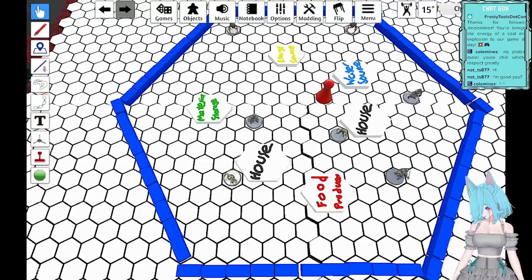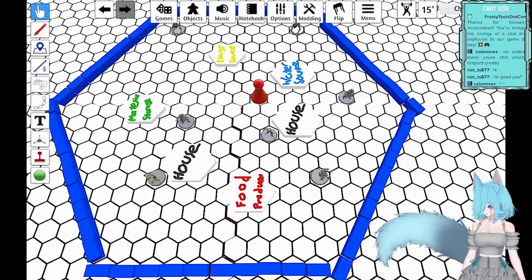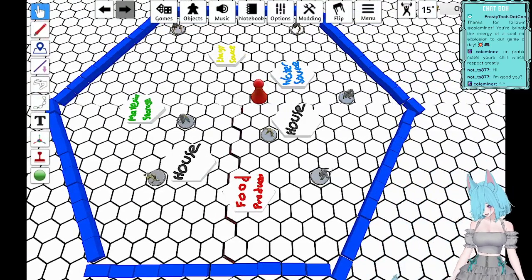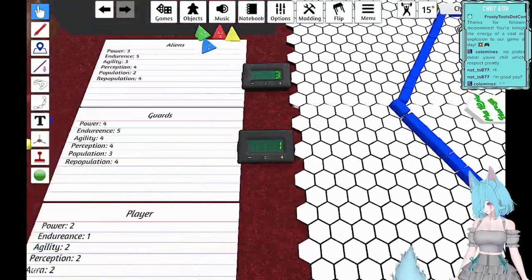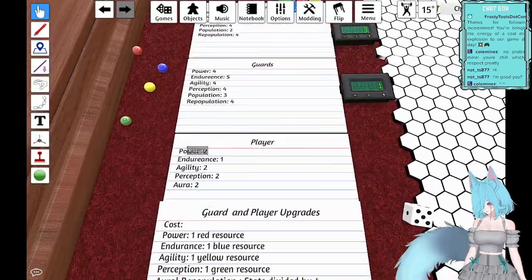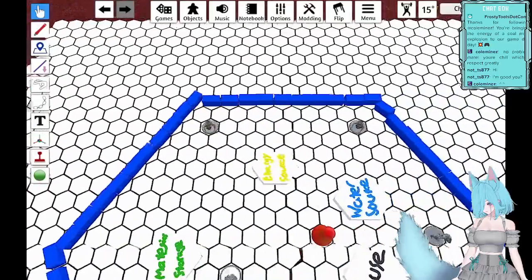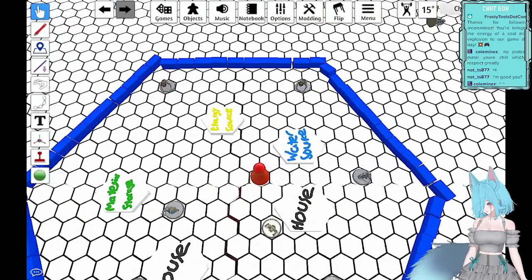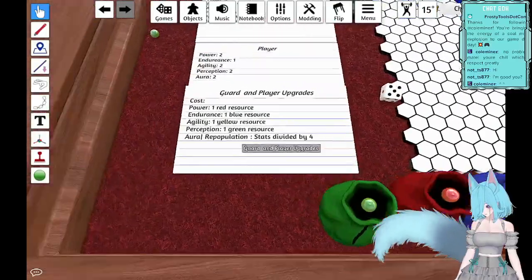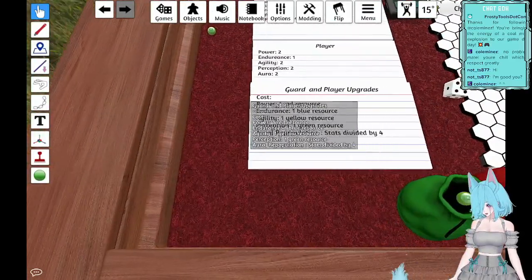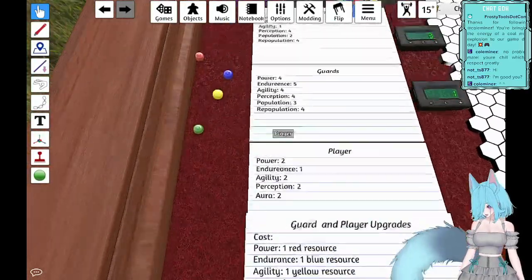Alright. First, our turn. Now it actually does matter that we follow the rules. So, we have an agility of 2, so we can move 2. So, I say we move here and then here. Get the water resource. Which means we have 2 perceptions, so we get 2.